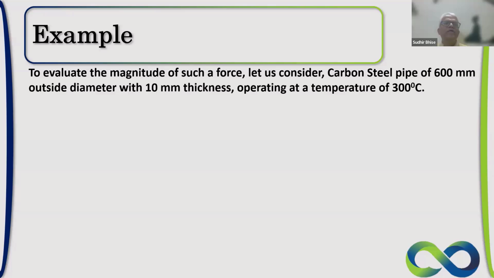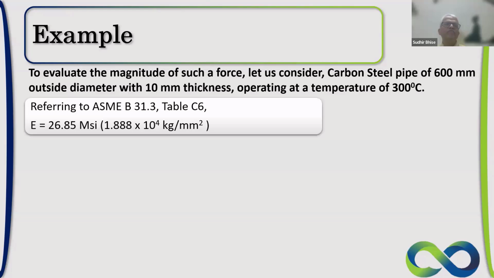So to understand the importance of this, let us take one simple example. To evaluate the magnitude of such a force, let us consider a carbon steel pipe of 600 mm outside diameter and 10 mm thickness, operating at a temperature of 300 degrees Celsius, and we are restricting the movement of the pipe. So if you try to use the previous equation, we will get these values from the code. I think many of you would have seen the piping codes. Here I'm quoting from ASME B31.3. You can also refer to ASME B31.1. These values do not change.